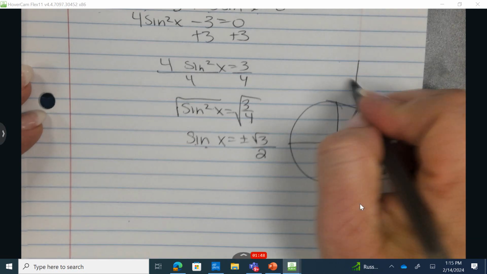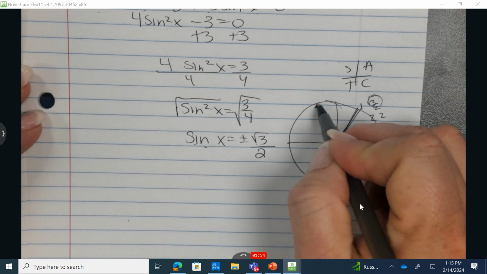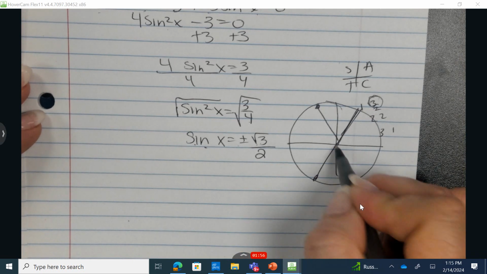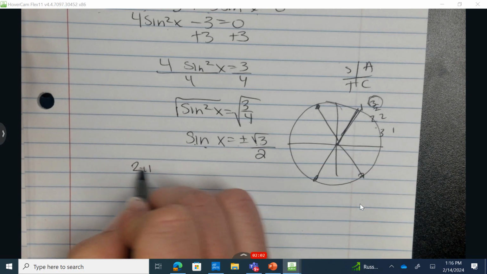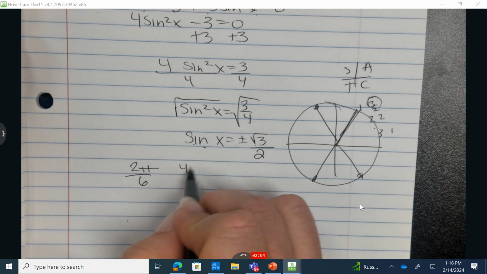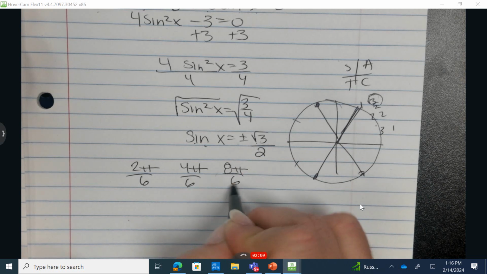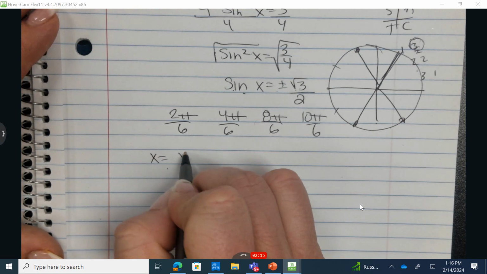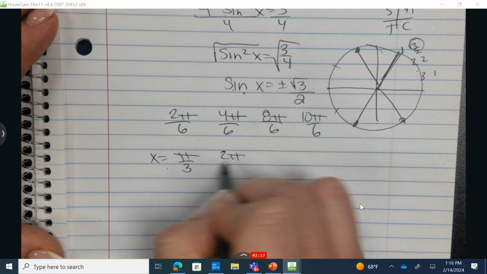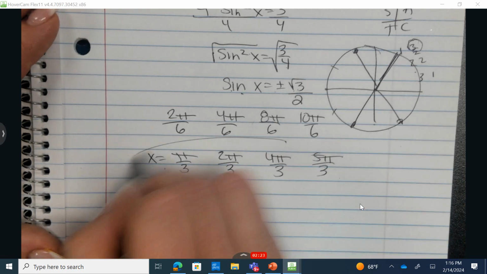Okay, so this is all-star trig class, so I can find the positive sines in these two locations and the negative sines in these two locations. So this would be 1, 2, so 2 pi over 6, 3, 4, 4 pi over 6, 5, 6, 7, 8, 8 pi over 6, 9, 10, 10 pi over 6. Now when I reduce it, I end up with pi over 3, 2 pi over 3, 4 pi over 3, and 5 pi over 3. These are my answers to this particular problem.